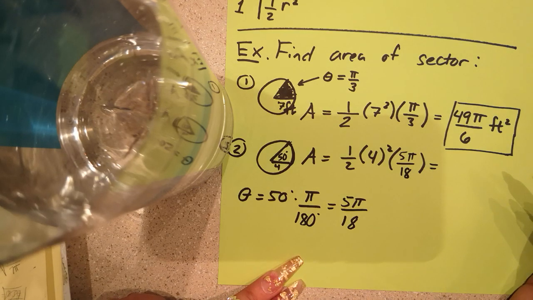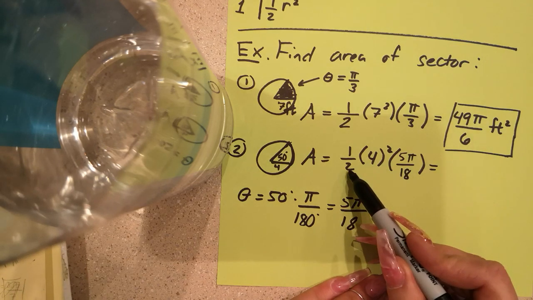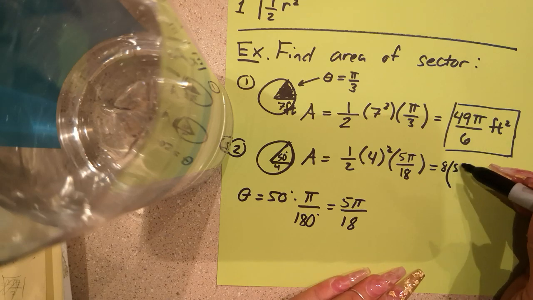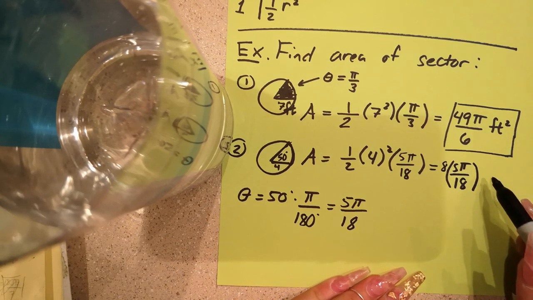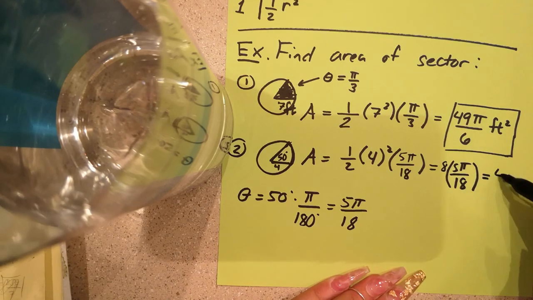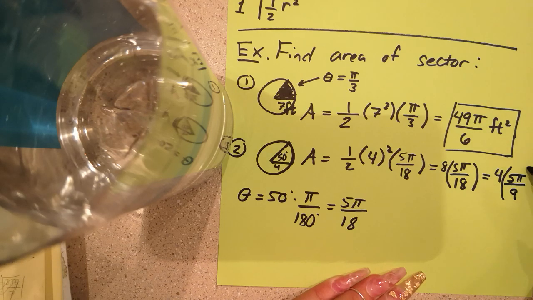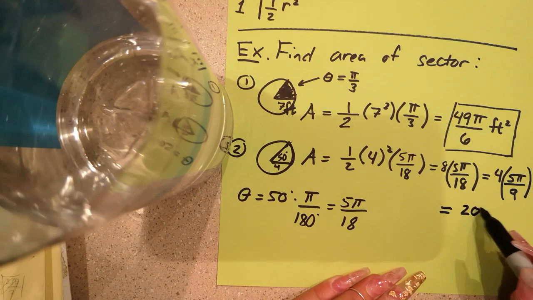Then I just have to see if I can simplify this. So let me see here. What is this? 16 divided by 2? So what am I left with? 8. And then 5 pi over 18. Can I divide top and bottom by 2 one more time? So 8 divided by 2 would be 4. And then I'd still have 5 pi. If I divide 18 by 2, that's 9. So looks like 20 pi over 9.